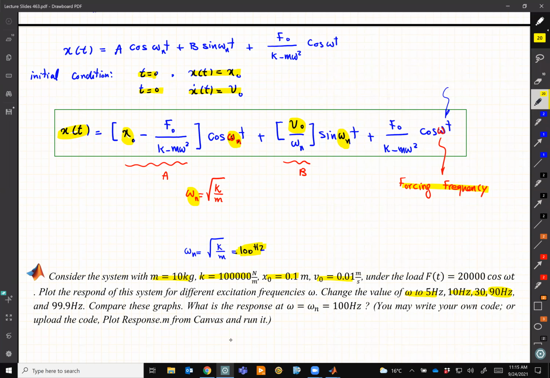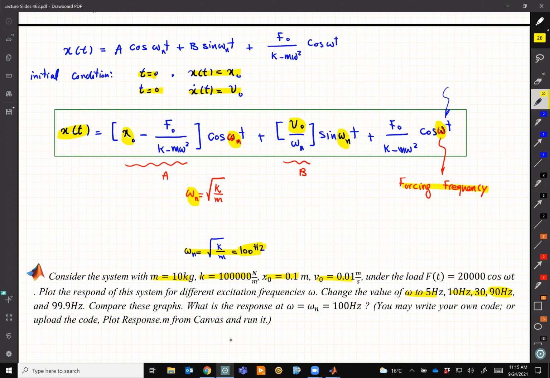When the forcing frequency and natural frequency are close to each other, we get a phenomenon called beating. Again, to remind you, we are plotting this function. We have omega and we have omega n. Omega n we don't have any control over. That's the natural frequency. It's 100 hertz.